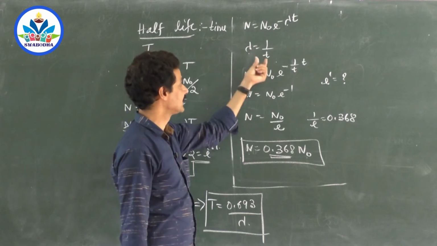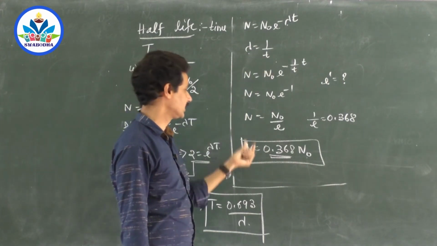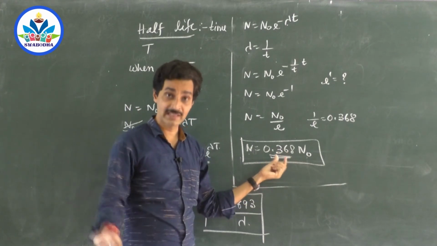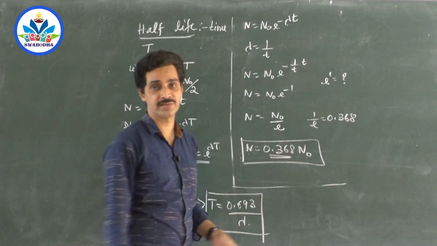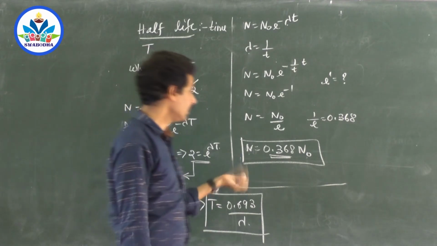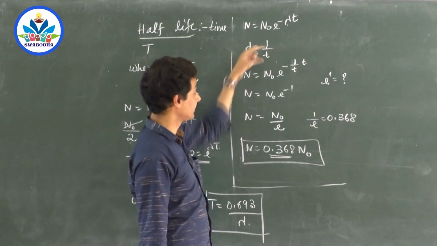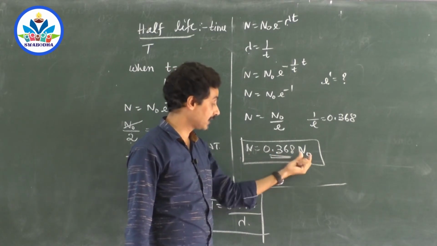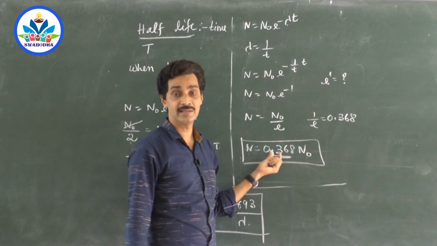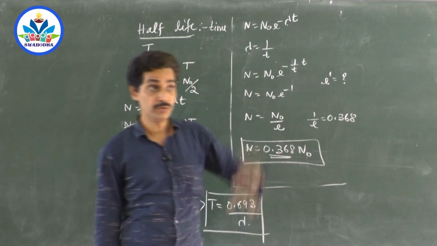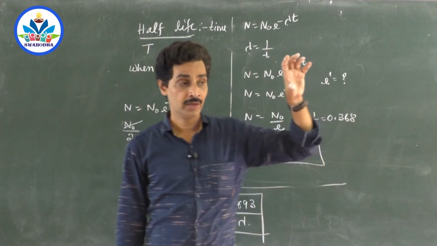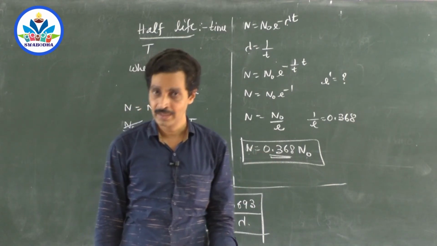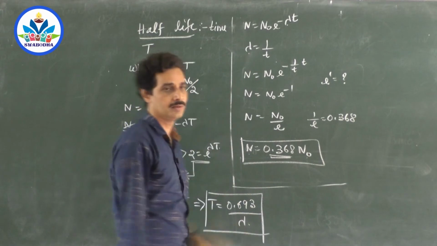Decay constant is the reciprocal of the time in which the number of atoms in the sample will reduce from the maximum to 36.8% of the maximum value, or 0.368 of the maximum value. So if you start from 100 and want to reduce it to 36.8%, how much time is required? Its reciprocal is called the decay constant.